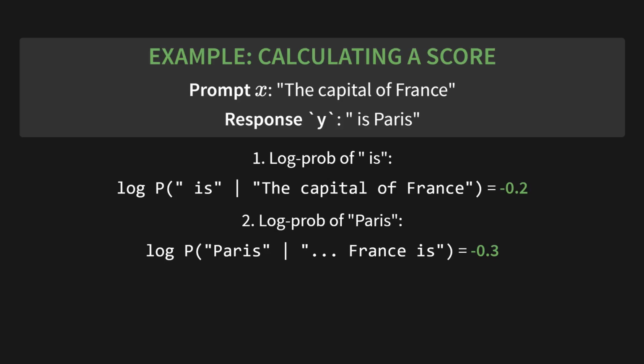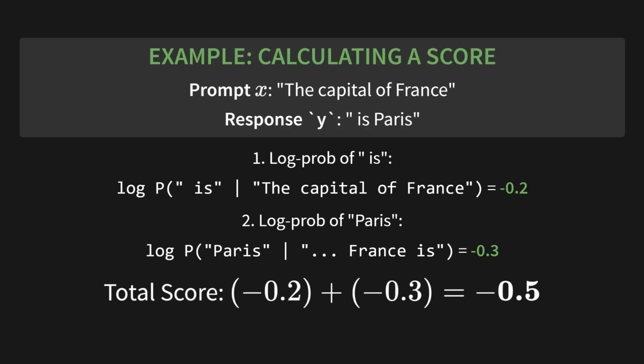Okay, step 2. Now we look at the log probability of the second token, Paris. What's the log probability of Paris given the full context now, the capital of France is? Let's say the model spits out -0.3. And for the total score, we just add them up. -0.2 plus -0.3 equals -0.5. That's our quality score.